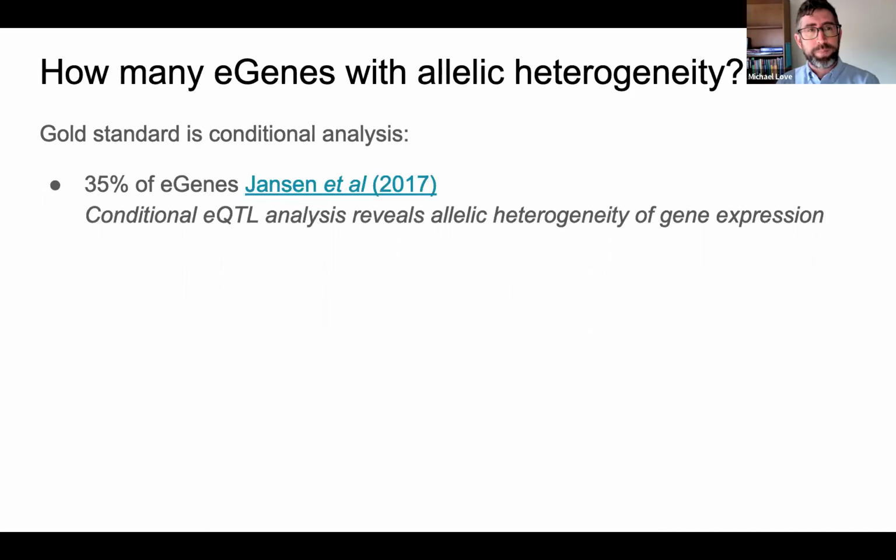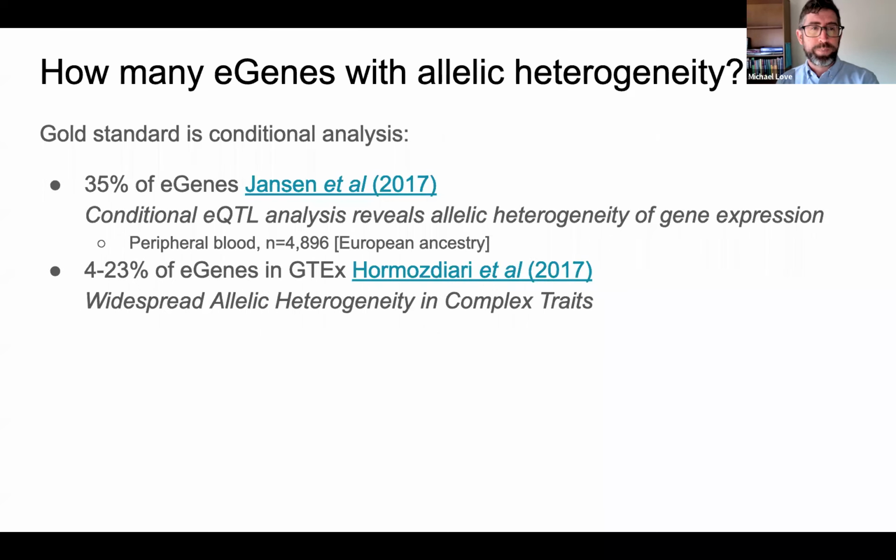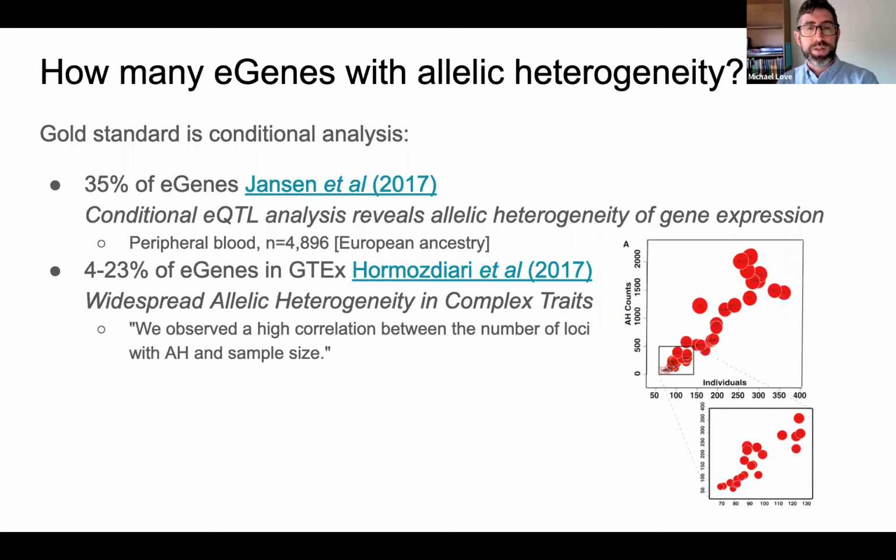These numbers rely on the sample size of the study and on the tissue and many other things. But for example, some numbers from recent publications were 35% of eGenes in a blood eQTL study with nearly 5,000 donors. Other estimates from GTEx put the range across different tissues at 4 to 23%. There's a high correlation between the number of loci with multiple conditional signals and the sample size. So that's promising, that as we get larger and larger samples, we will be able to identify secondary and tertiary signals.